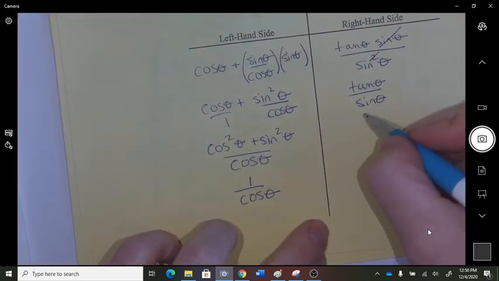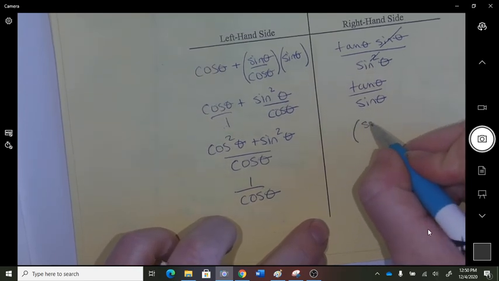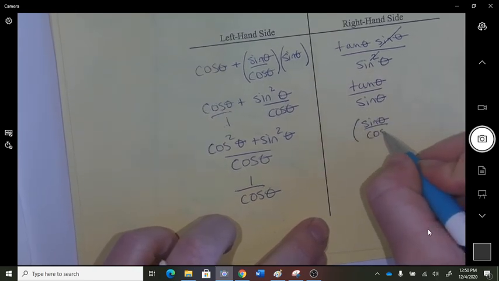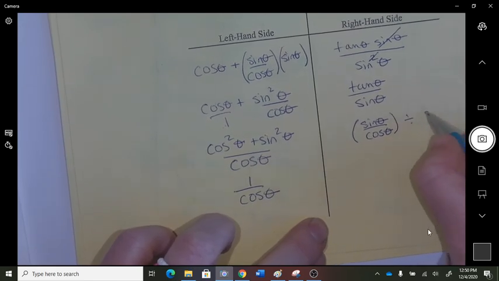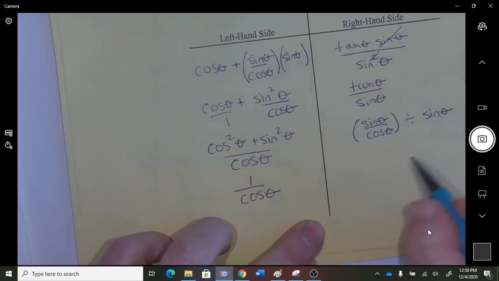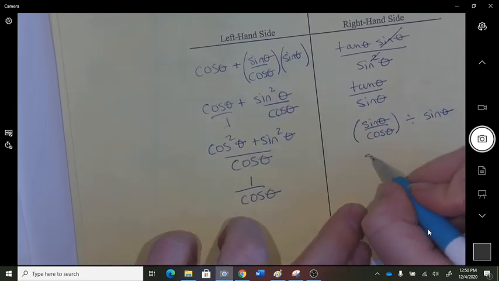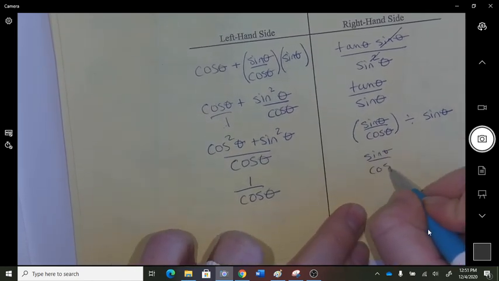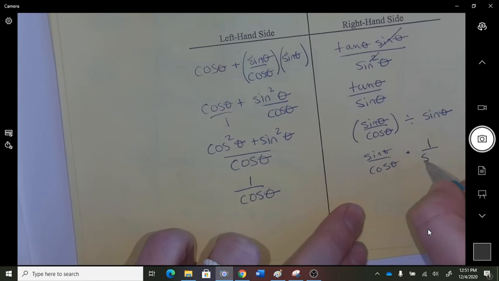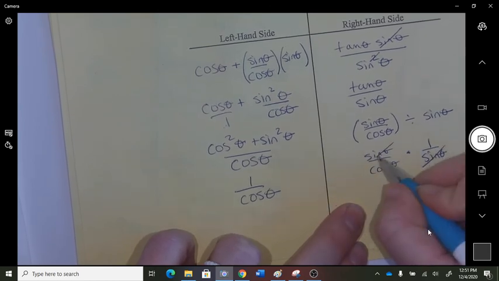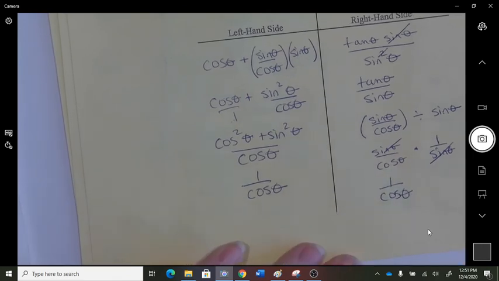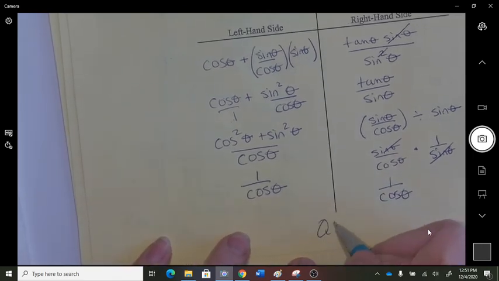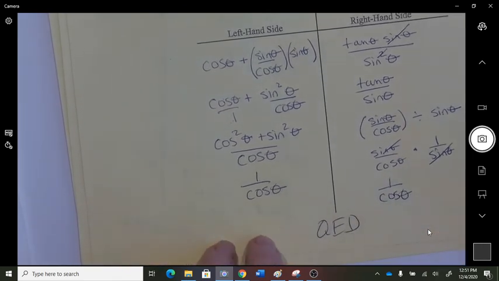So tan is sine over cos. And then if I divide it by a sine, it would be the same as multiplying by 1 over sine, which gets rid of that, which turns into 1 over cos, and then I can stop. QED, I proved it.